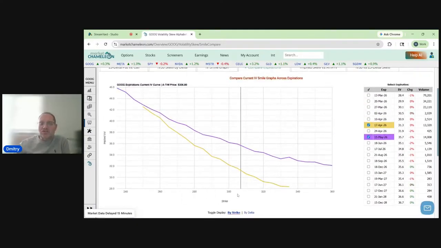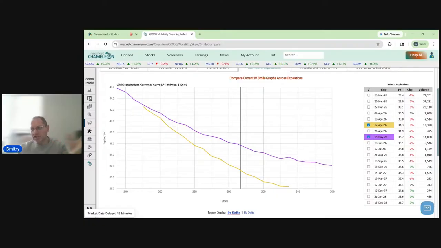So we could see here, if we just compared it strike versus strike, that the differences from the higher strikes are wider, and then they start narrowing as we go to the lower strikes. So widening out as we go higher in strikes. We could also normalize it to delta.